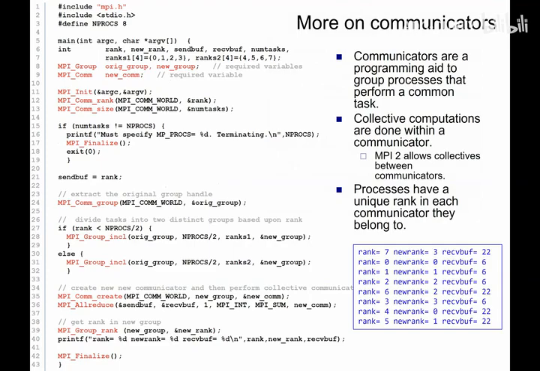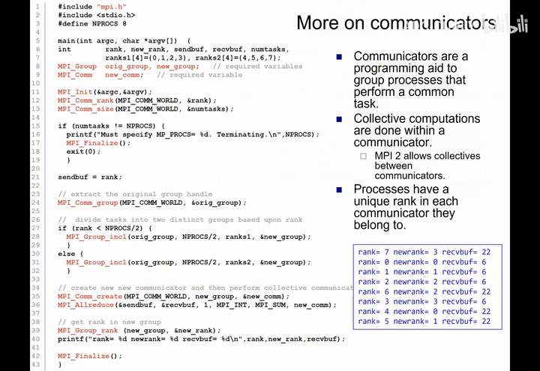Okay, so next, I want to move on to talking about communicators. When you start your MPI program, you start out with this default communicator, the MPI COMM WORLD. But you can build your own communicators.